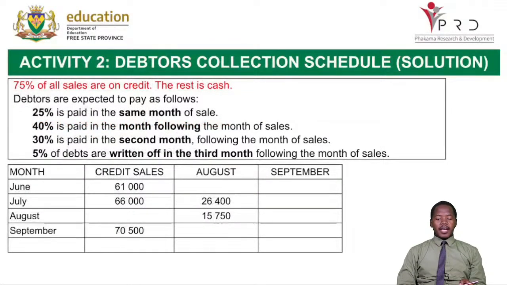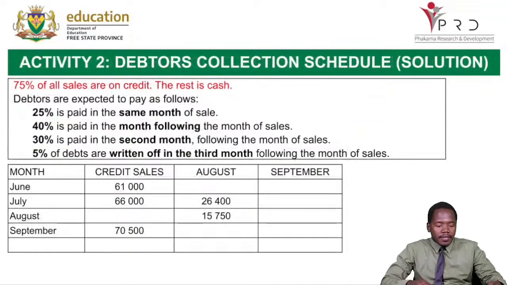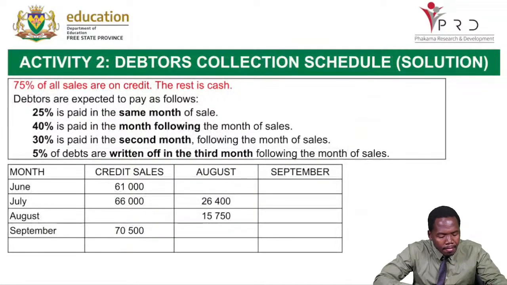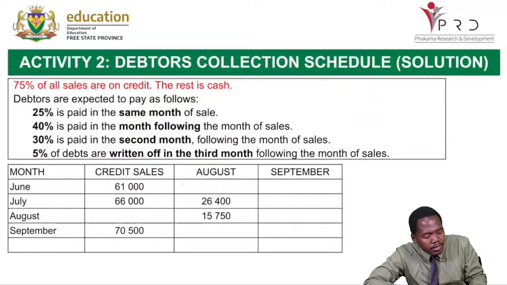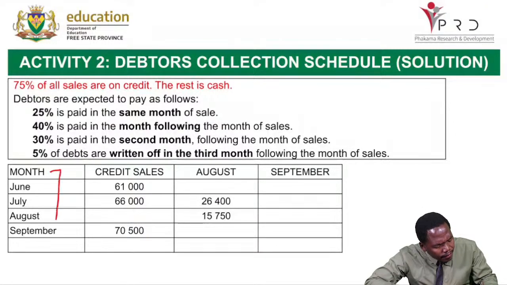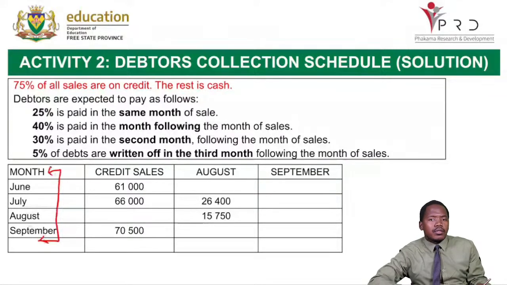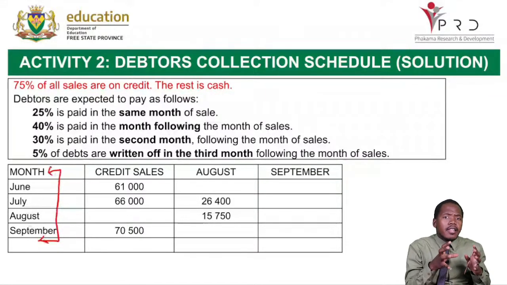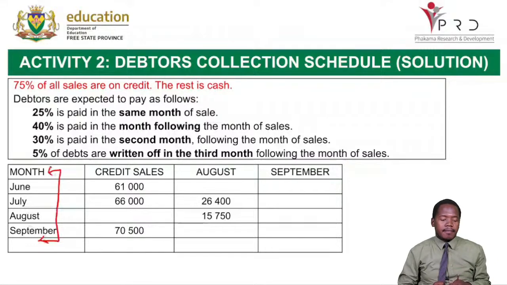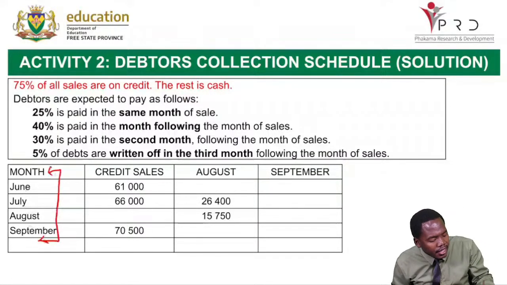Now, let us do the activity together. We are going to be looking at this, where there are question marks. Remember, the first question mark was on August. Now, let us look at this. These are the months that we sold. When did we start selling? We started selling in June.